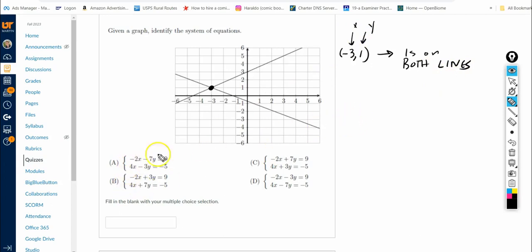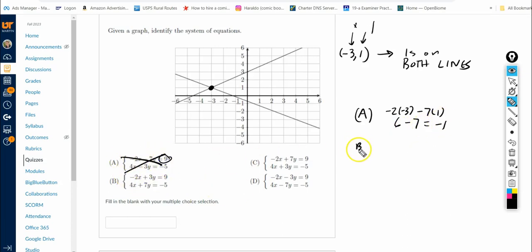So let's look at equation A. You have -2 times -3 minus 7 times 1. Well, that's +6 minus 7, and that would equal -1, but here it has 9. So that cannot be true.